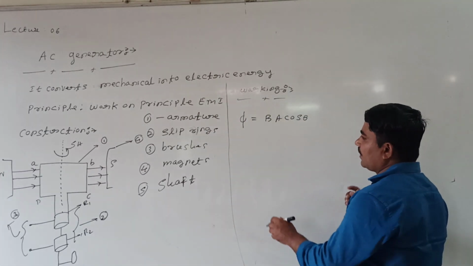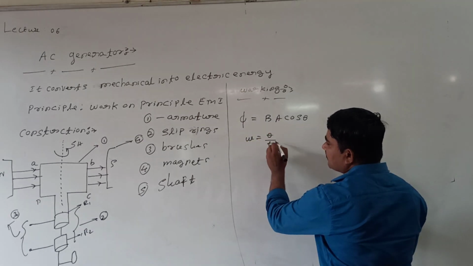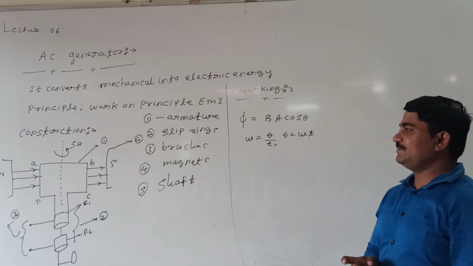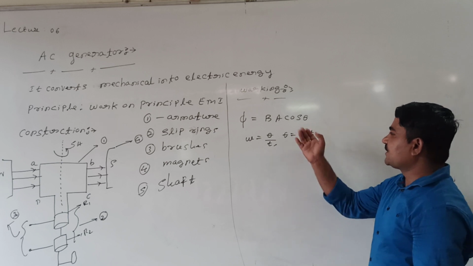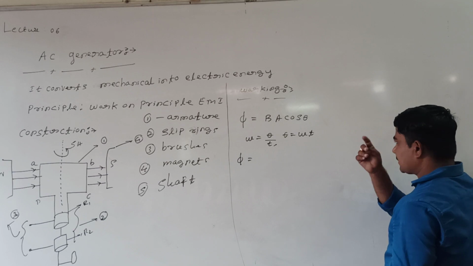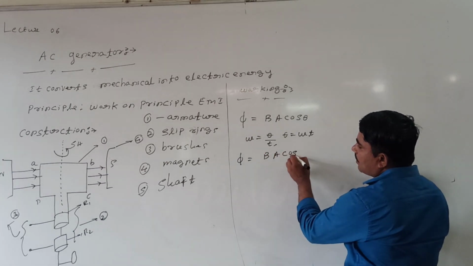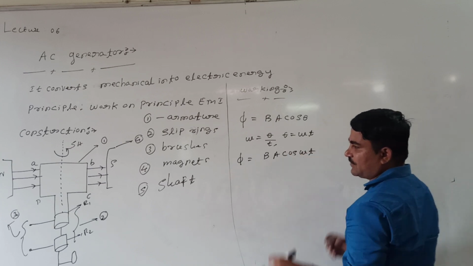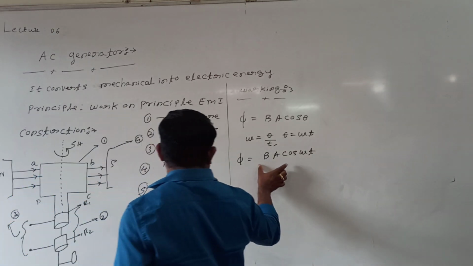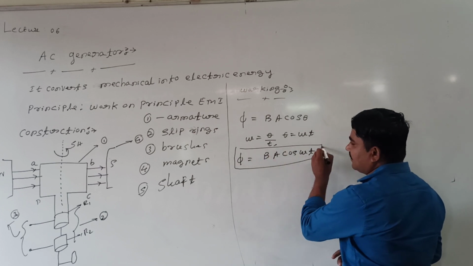But we know angular velocity. What is angular velocity? Angular velocity is equal to angular displacement by time. And angular displacement is omega into time. Write this down: theta is equal to omega into t. Then phi is equal to B into A cos omega t. This much flux exists between the North Pole and South Pole. Remember this. This is nothing but the magnetic flux linked with the coil.